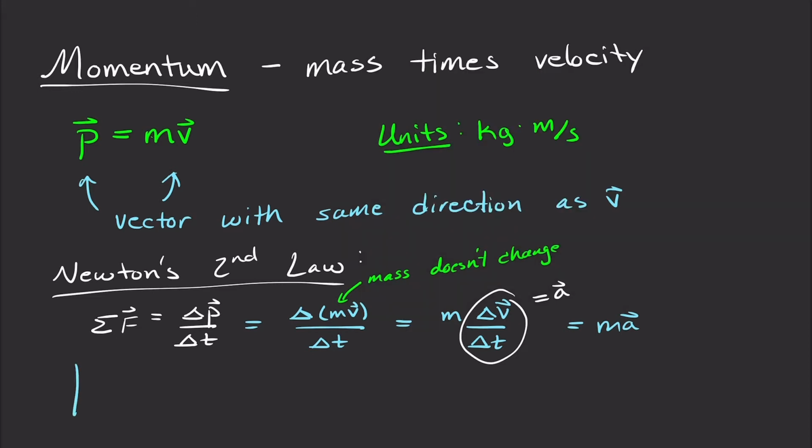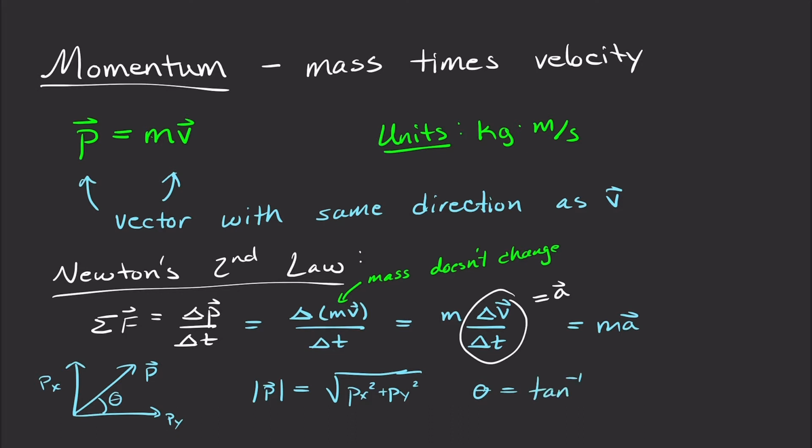Momentum, because it is a vector, can be broken into both x and y components, just like any other vector. If we have the x and y components of momentum, we can find the magnitude of momentum using the Pythagorean theorem, and we can find the direction of the momentum using inverse tangent. So you should really think of momentum as a vector just like velocity and force.